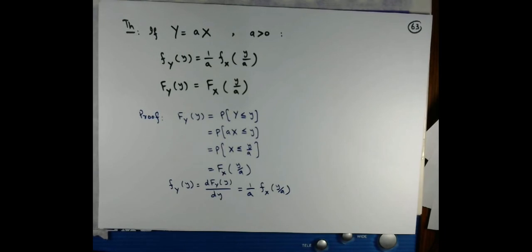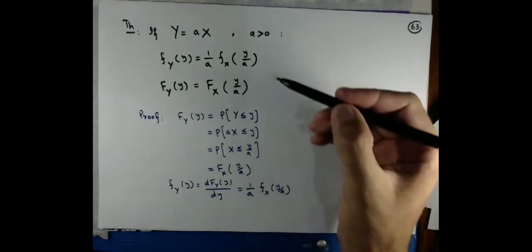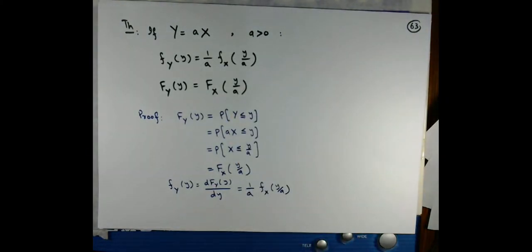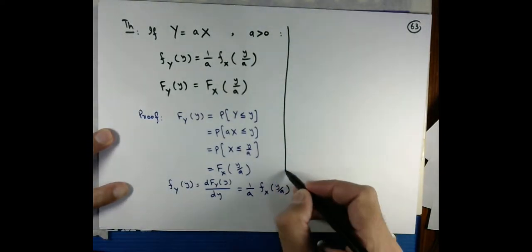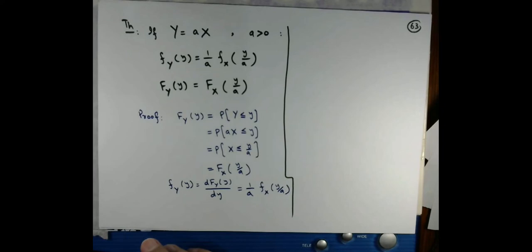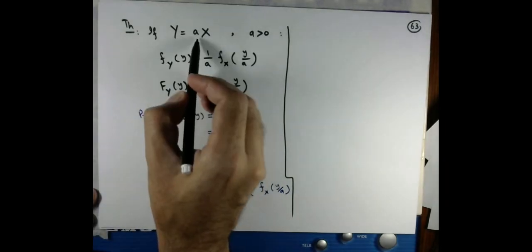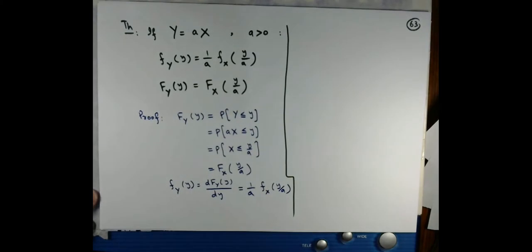This theorem states that multiplying a random variable by a positive constant stretches the original PDF if a is greater than 1, or shrinks the original PDF if a, the constant, is less than 1. So this is the relation between the PDF and CDF of a derived random variable, given that it is derived by scaling the parent random variable. But what about the shifting effect?